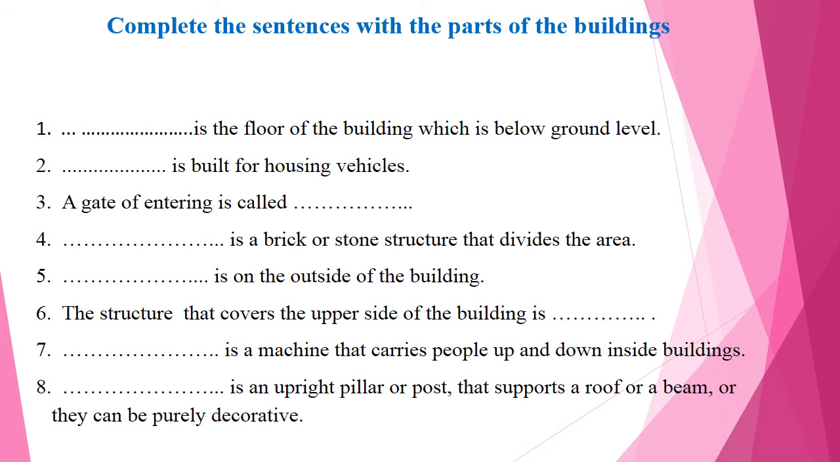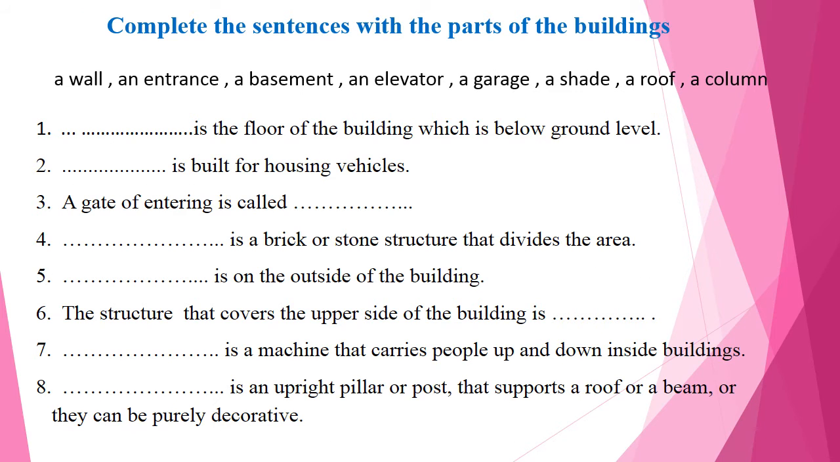Complete the sentences with the parts of the building, using all these words. These are parts of the buildings. You know that: a wall, an entrance, a basement, an elevator, a garage, a shade, a roof, a column. Okay, my students, please try to do this. First one, of course, basement. A basement is the part of the building which is below ground level. A garage is built for housing vehicles. A gate for entering is called an entrance. A wall is a brick or a steel structure that divides an area. A shade is on the outside of the building. The structure that covers the upper side of the building is a roof.